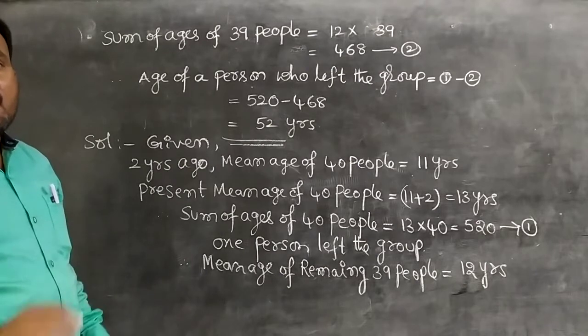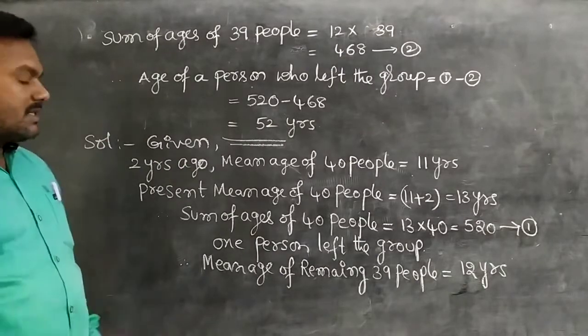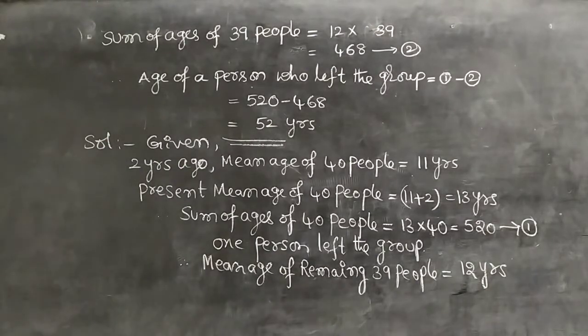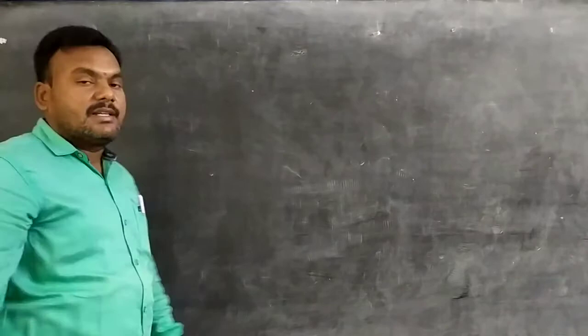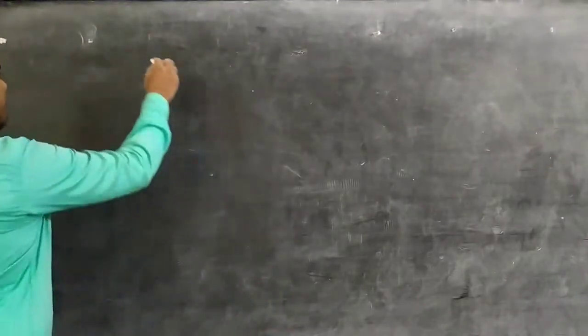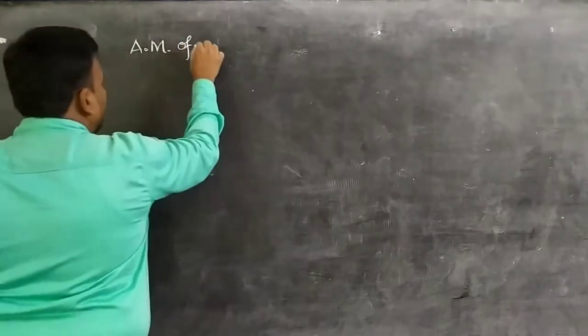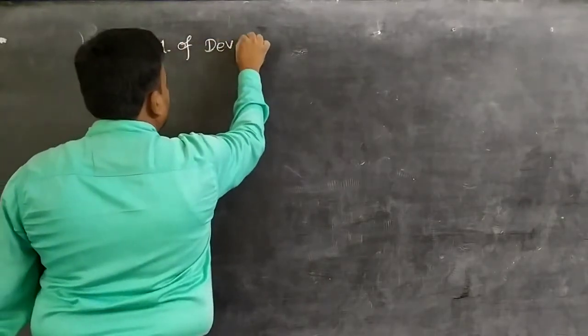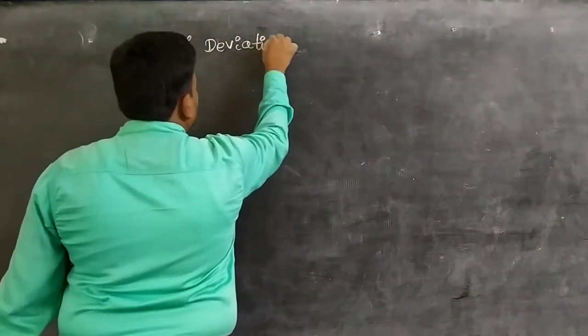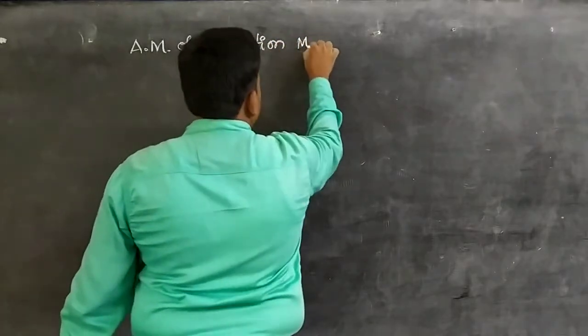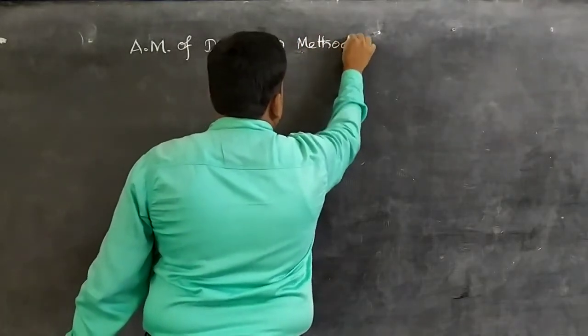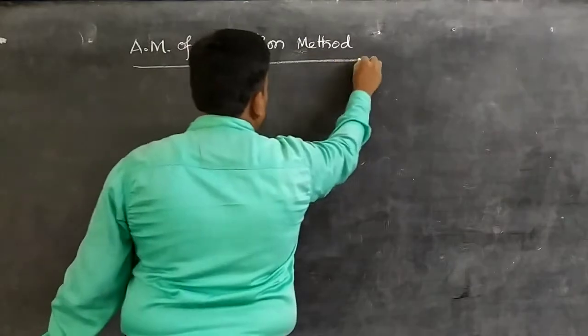Then we go for another and last model, students. Next method also, students. It is also very, very important. The arithmetic mean by the deviation method.